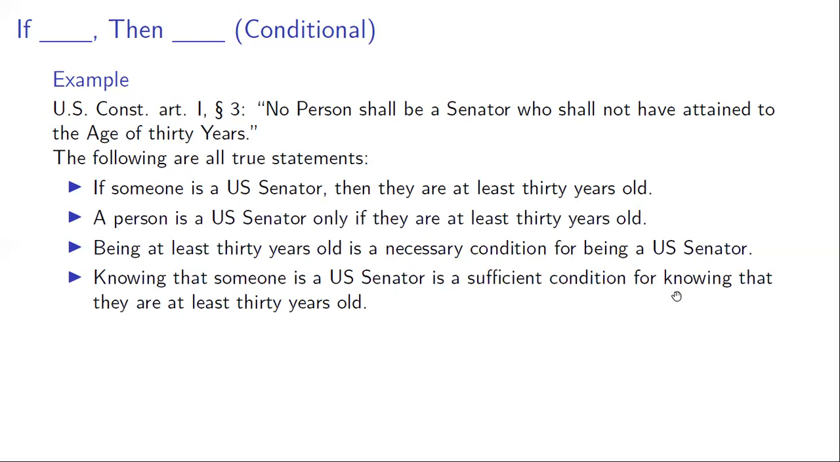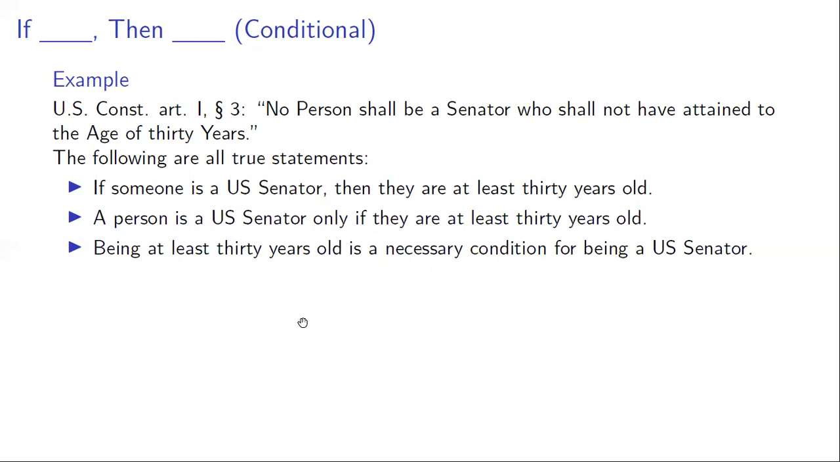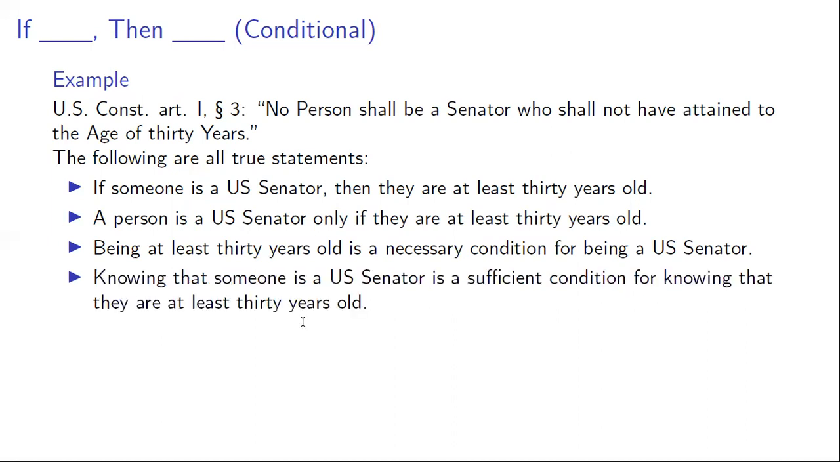But it doesn't work the other way. It would not be correct to say that knowing that someone is at least 30 years old is a sufficient condition for knowing that they are a U.S. senator, because there are lots of people that are 30 years old and they're not U.S. senators, right? So, okay, great. End of this.